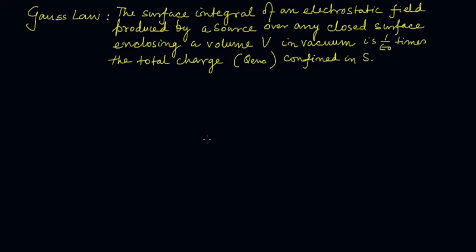Gauss law states that the surface integral of an electrostatic field produced by a source over any closed surface enclosing a volume V in vacuum is 1 by epsilon 0 times the total charge Q enclosed in S. Now see how it looks.